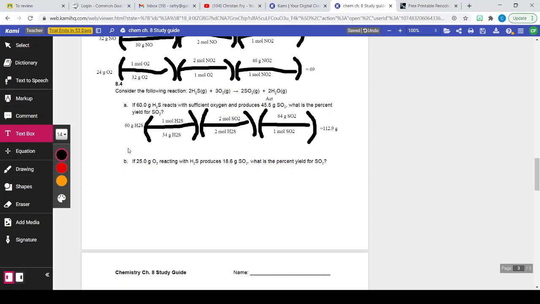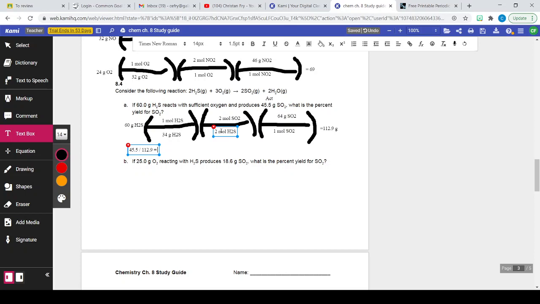So then percent yield is actual over theoretical. So I'm going to take 45.5 and I'm going to divide it by 112.9. Actual over theoretical. And that is going to equal 0.403 or 40.3%.